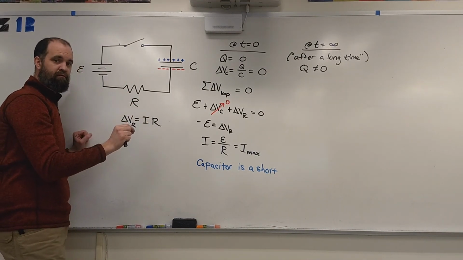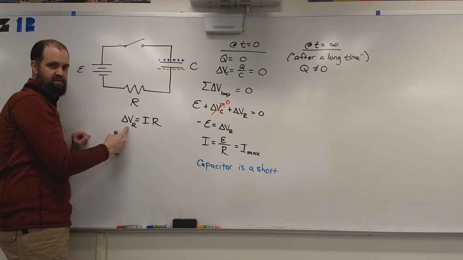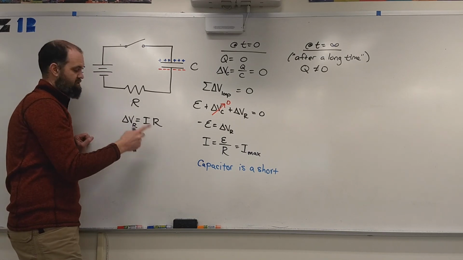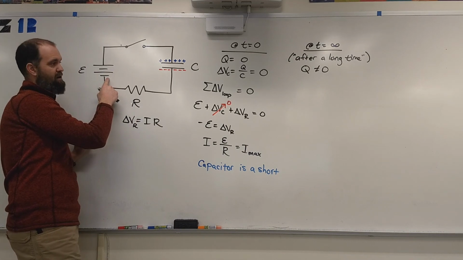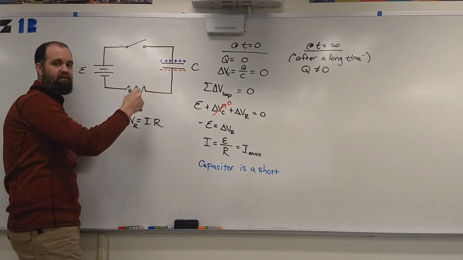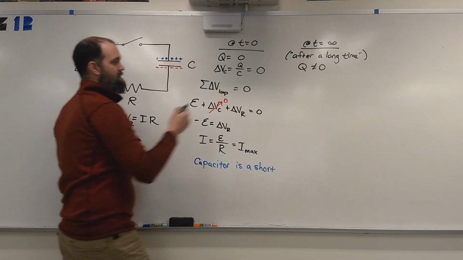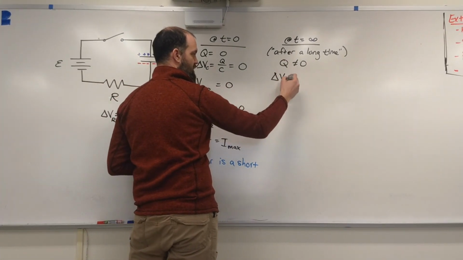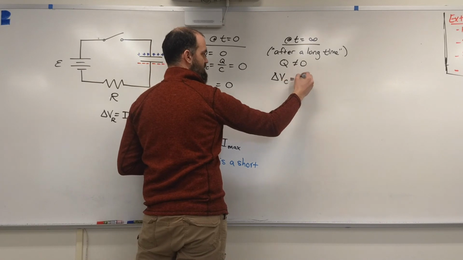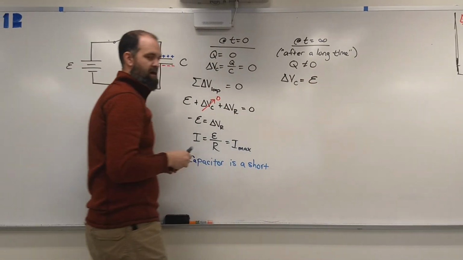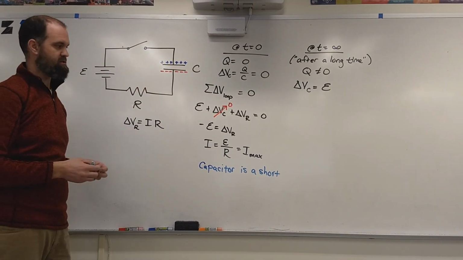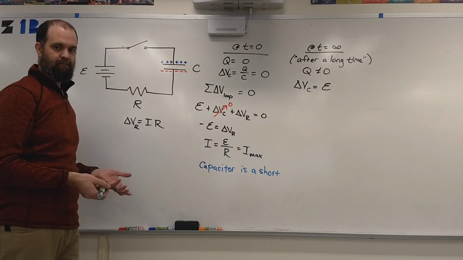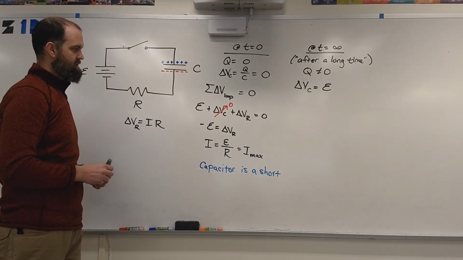If there's no current flowing, what's the potential across the resistor? It must be 0. So if there's no potential across the resistor, that means all of the potential provided by the battery, that EMF, must be across the capacitor. That's our final steady state, when the potential difference across the capacitor is equal to, in magnitude at least, the EMF. It's going to be negative if you measure it the right way, because it's dropping in potential. But that's what we get. That's our steady state right there.